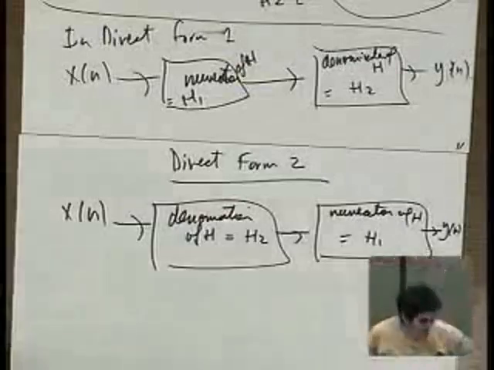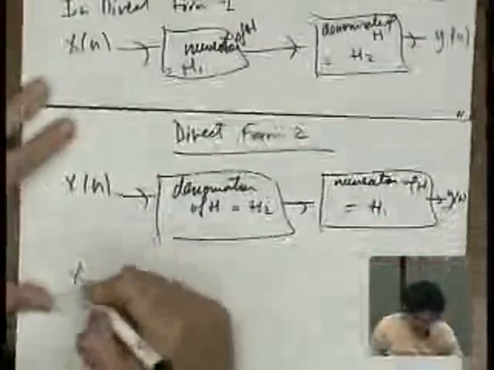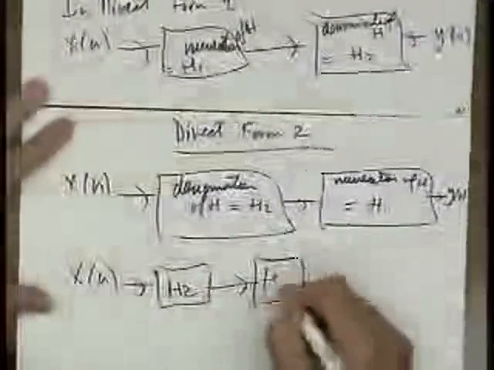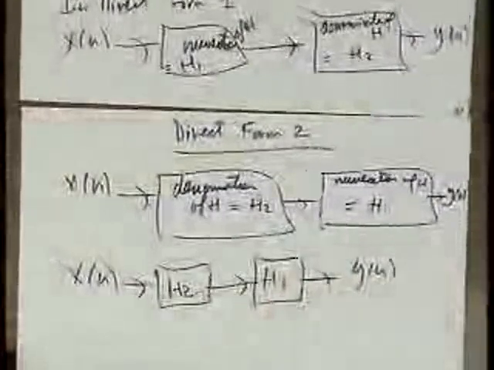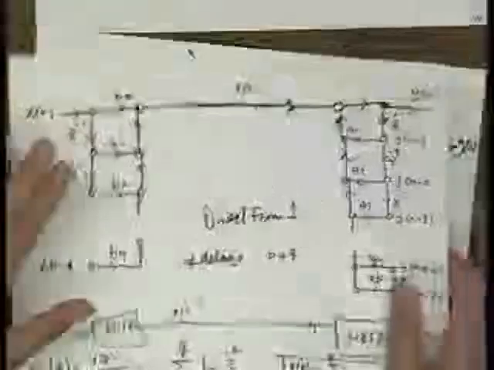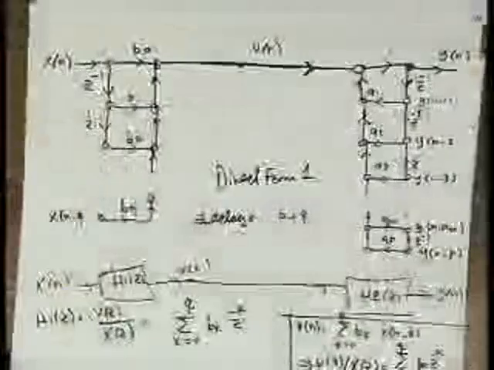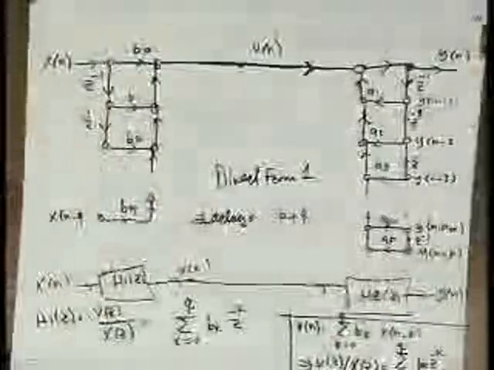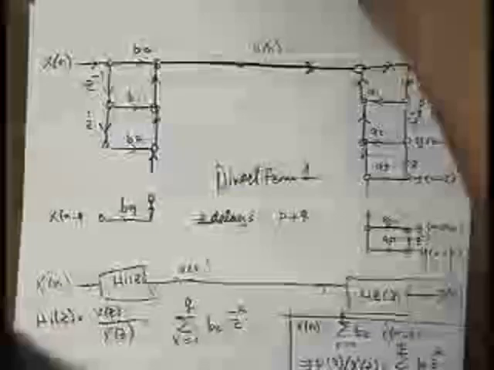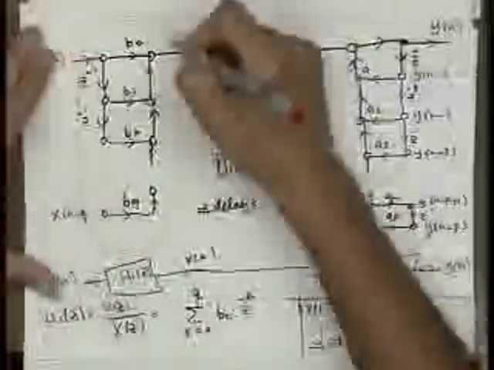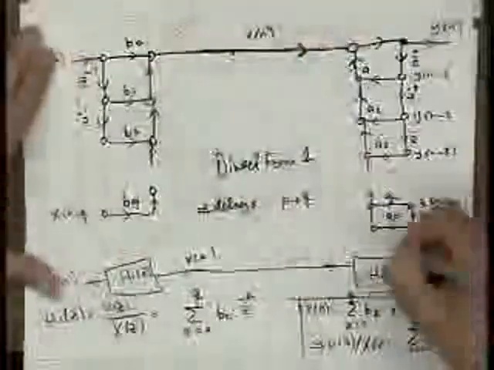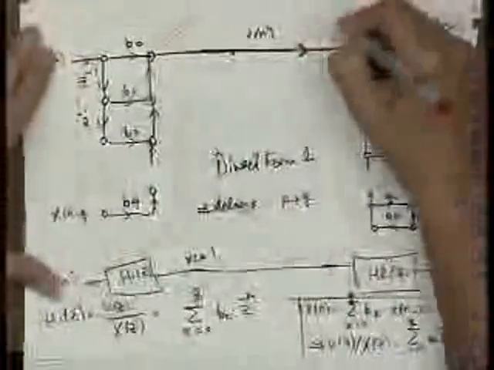And how would it work? So I start with x, I go to H2, and then I go to H1. And how would the flow graph look like? Just easy. Come back here to this page. This was your H1. Let me use a different color. This whole thing was our H1. This whole thing was our H2. Okay?